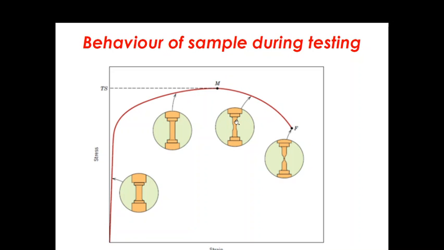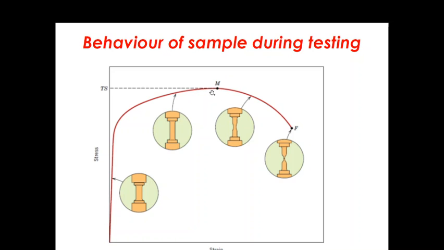This is due to necking, as you can see here. After point M, when the load versus elongation curve reaches the maximum or peak load, the necking of the sample starts, which means the cross-section area of the sample is continuously decreasing. That's why the stress value also decreases, and at point F fracture occurs, which means the sample breaks into two pieces.